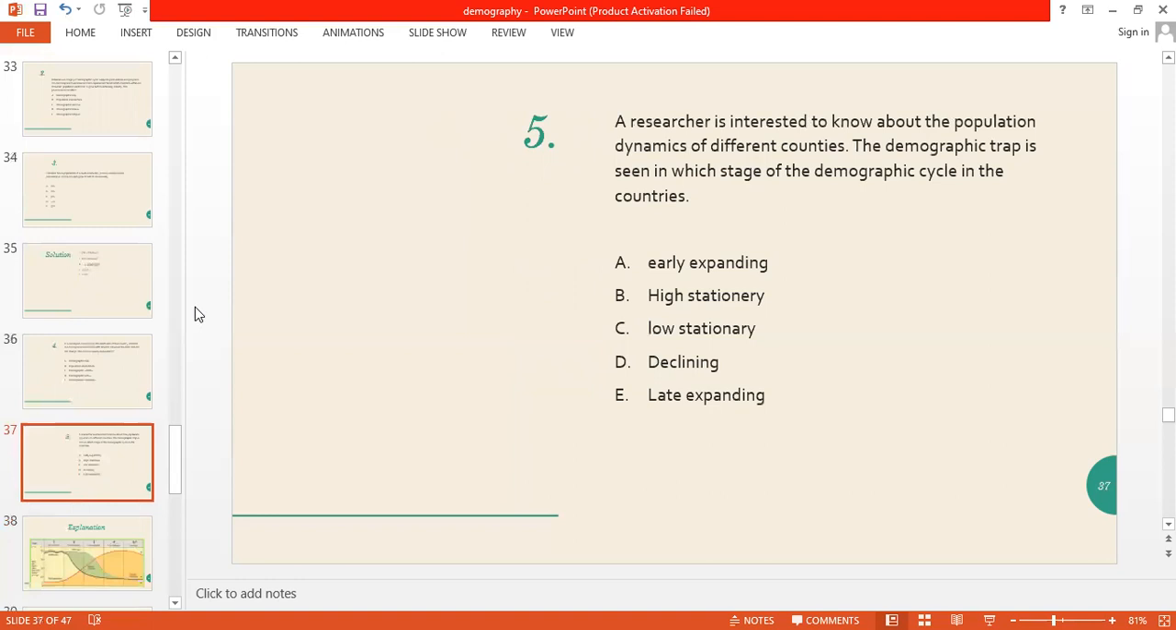A researcher is interested to know about the population dynamics of different countries. The demographic trap is seen in which stage of the demographic cycle in the countries? Early expanding, high stationary, low stationary, declining, or late expanding? A is the right answer, early expanding.